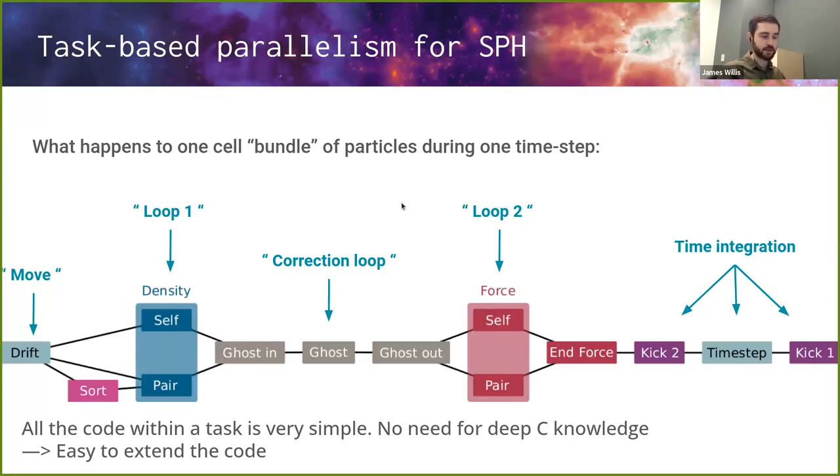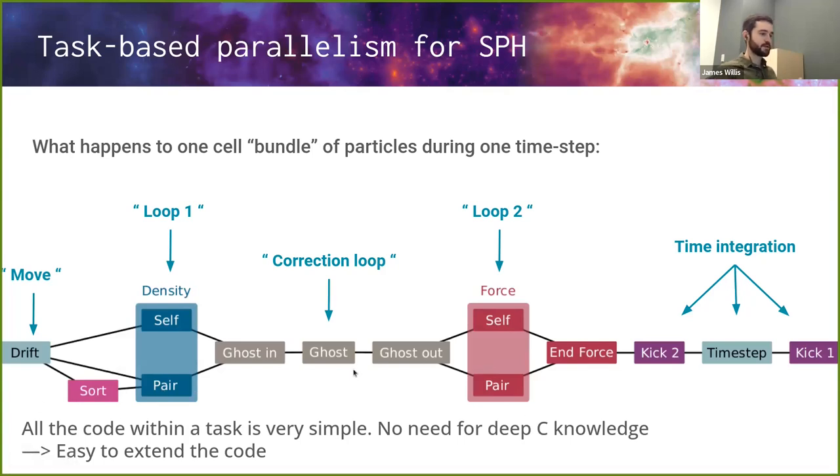And then we run the second loop, which is computing all the forces on the particles, given the densities calculated in this previous step. And then that's finished by performing the time integration. So this is when we kick all the particles, or update their velocities, based on the acceleration computed from the force.